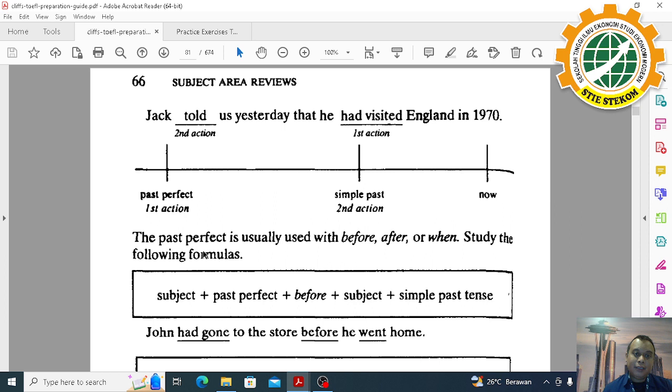Nah. Okay, perhatikan ya, ada kata before. Kalau before, past perfect dulu. Before, baru subject past simple. Tapi kalau ada kata after, maka ini adalah past simple dulu ya. Okay, action yang kedua, okay, past simple dulu, baru after, and then past perfect. Okay.